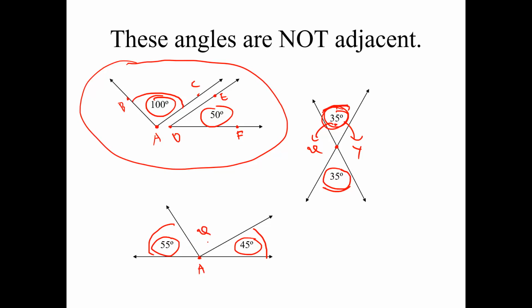So let's say I have an angle here. Let's name it with x degree. I don't know what the measurement is. So this 55 is side by side with this one. This 55-degree will be adjacent to this x, and this 45 is also going to be adjacent with this x because they're side by side. But 55 and 45, because they are not side by side, we cannot say that they are pairs of adjacent angles.